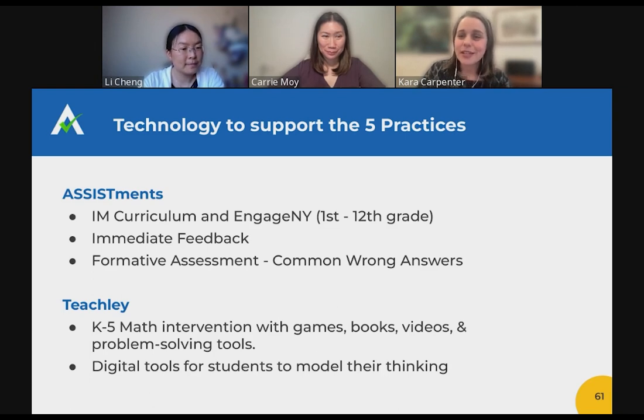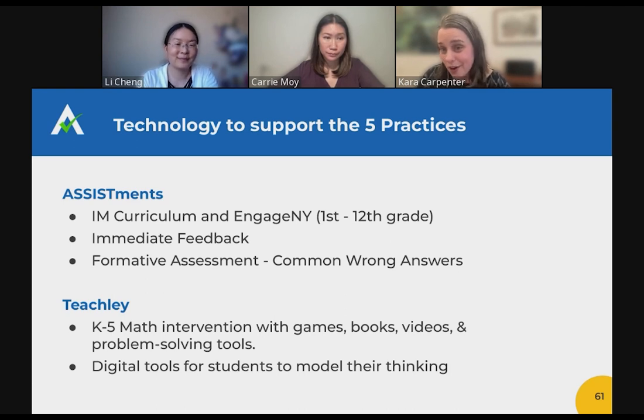Great. And then we're going to next be talking about the technology that's going to support the 5 practices. And we've got ASSISTments, which again is a free tool that integrates IM curriculum. It also has the Engage New York curriculum for 1st through 12th grade. Students get immediate feedback. You get the formative assessment data. What were some of those common wrong answers? What were some of the things that your kids struggled with?